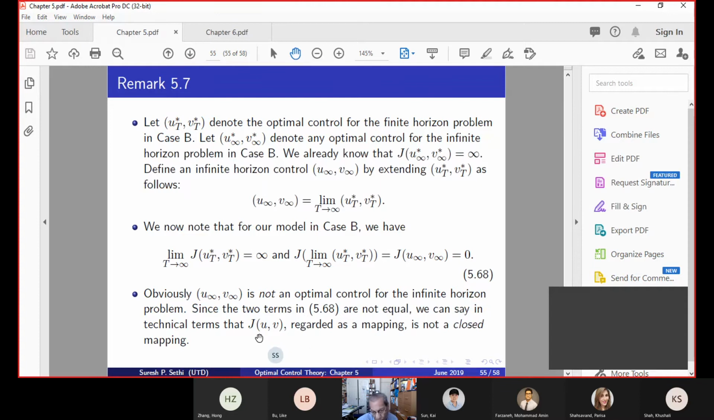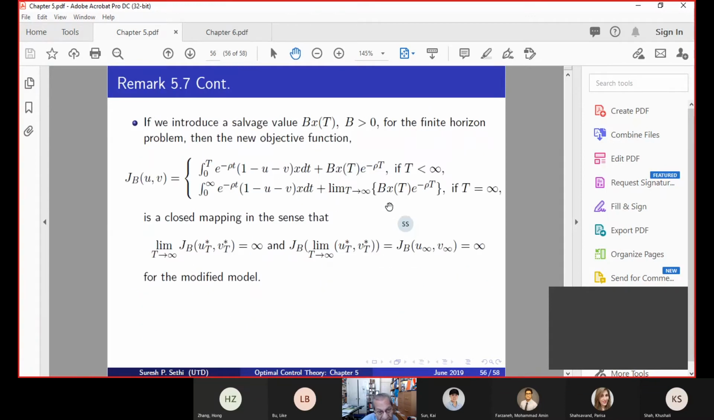So we can sort of say that J(U,V) regarded as a mapping is not a closed mapping. I don't want to go beyond that. It's a graph theory kind of topology argument here, but there is something called a closed mapping or open mapping. And if the mapping is not closed, then this limit and this limit are not equal. That means the limit of the function and the function of the limit are not equal. So this is the limit of the function, this is the function of the limit, and they are not equal. See, here is infinity, here is 0. So that's all on this first case.